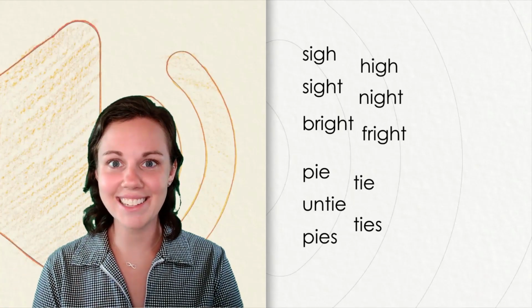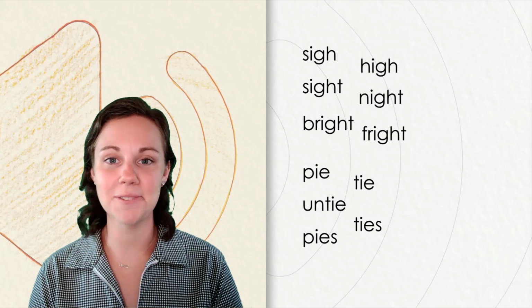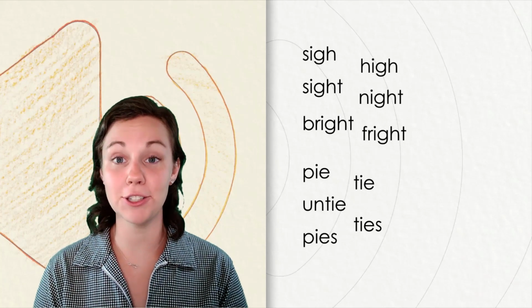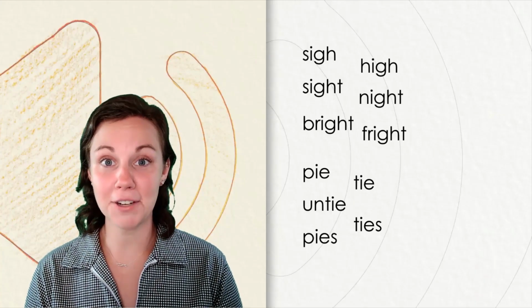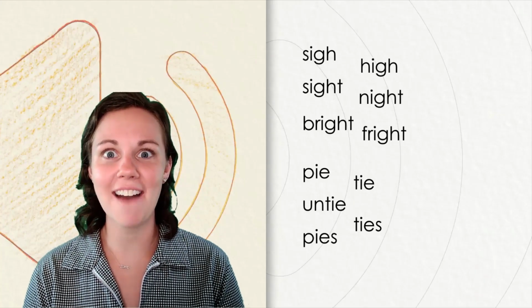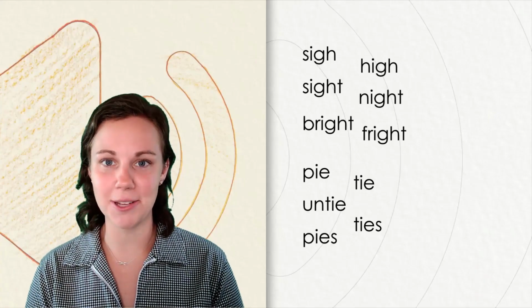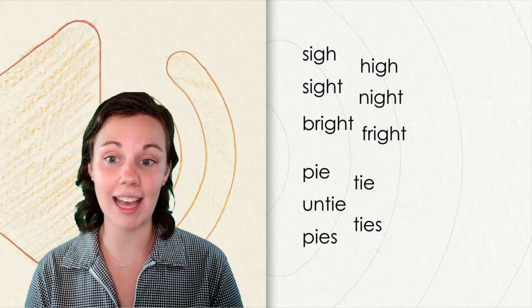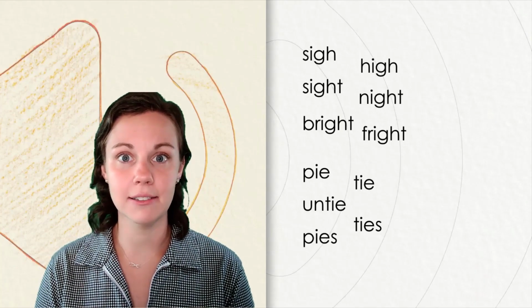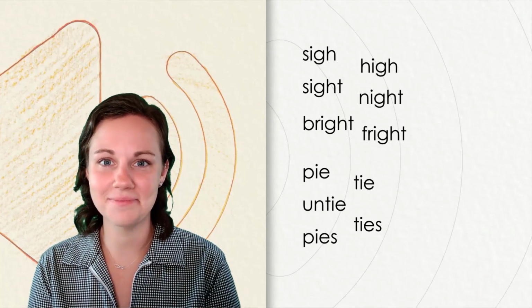Did you find it? It's the long I sound. I bet you noticed 2 different ways to spell that long I sound. The first several words have I-G-H working together to make the long I sound. You notice it in sigh, night, bright. Do you see it in that list?